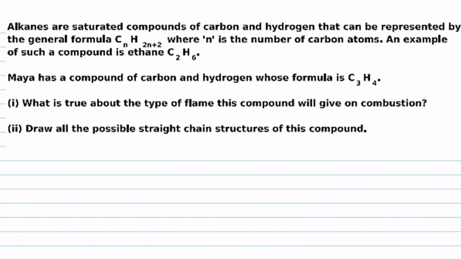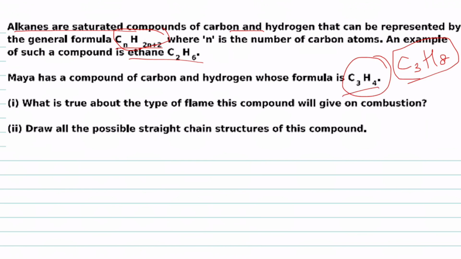Then we have a short answer question. Alkanes are saturated compounds having the formula CnH2n+2. An example is ethane. Maya has a compound which has the formula C3H4. Would that be a saturated compound? If we put 3 in this formula, we would get C3H8. Now C3H8 would be saturated. So C3H4 is definitely unsaturated.